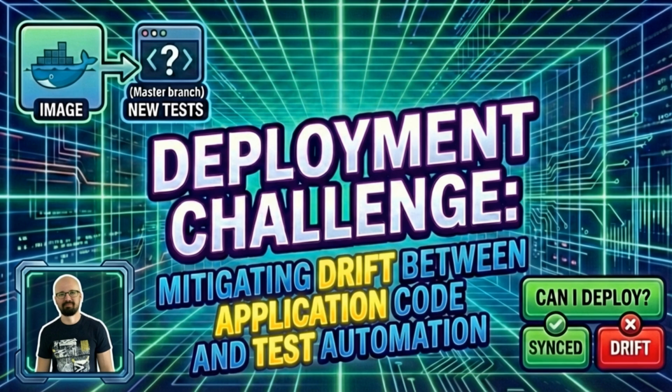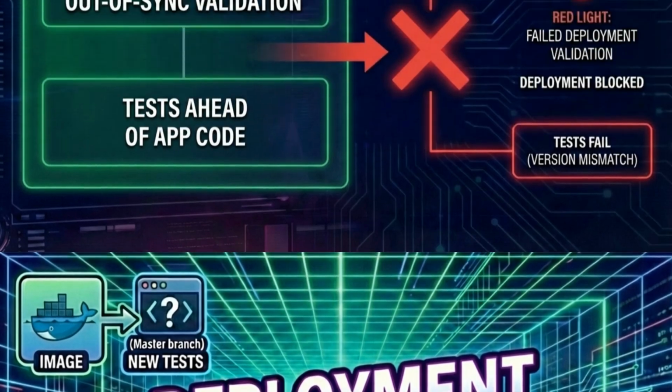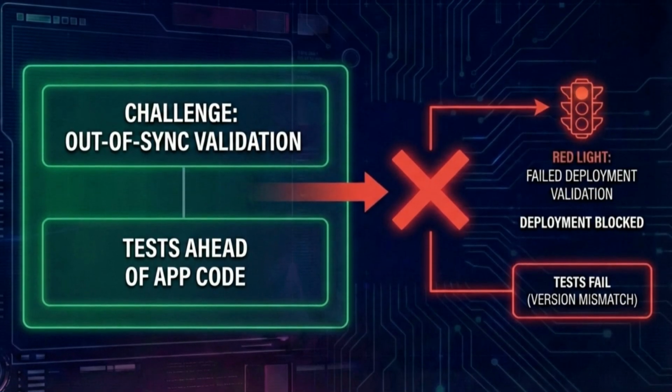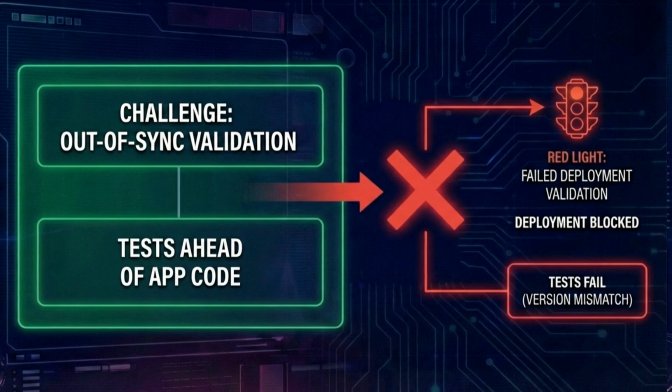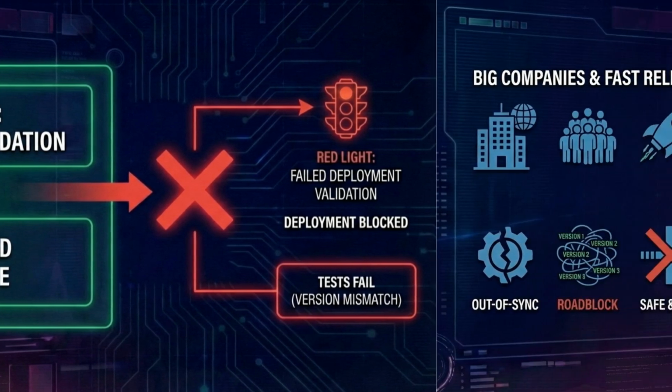Today we are dissecting a critical release engineering challenge: synchronizing deployment validation when your application code in the main branch has outpaced your test automation, or when your application image was built from master several days ago while the tests on the master branch have already changed, making them fail due to being out of sync.